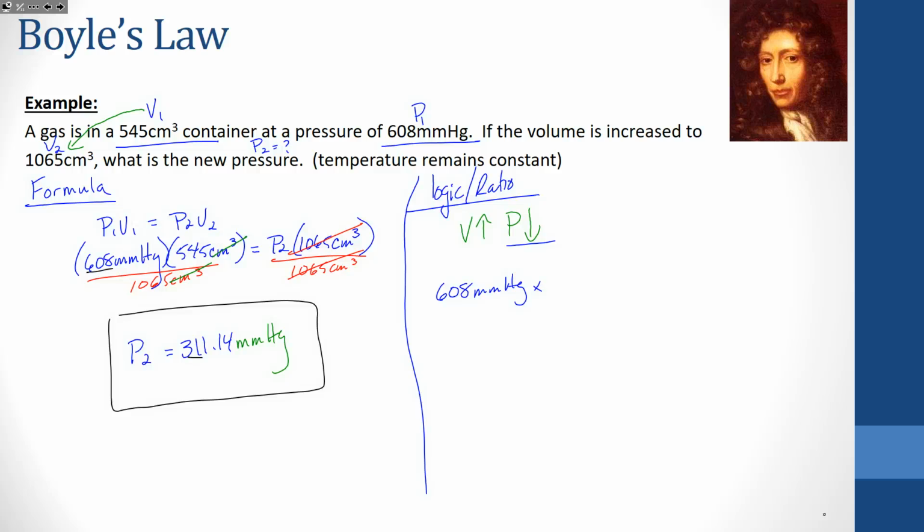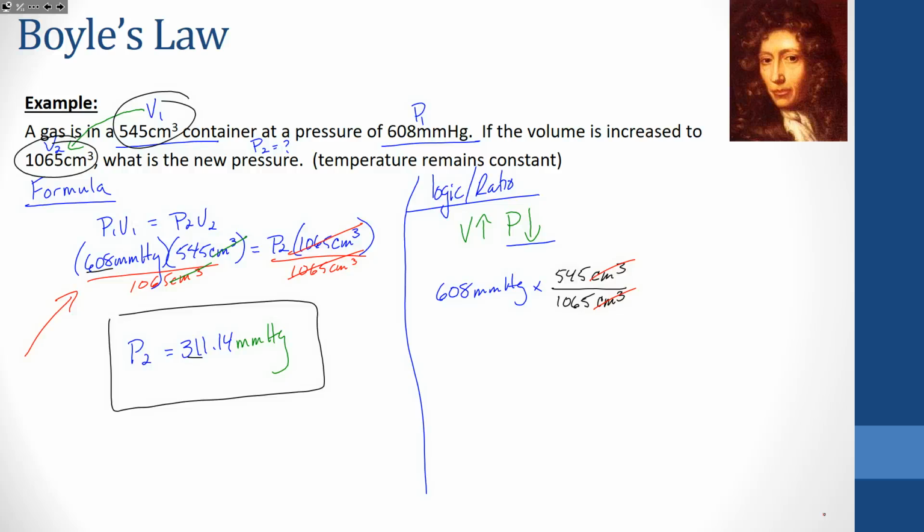So in this one, we're going to set this up to make 608 get smaller. So with these two volumes, I've got to make it get smaller. So I'm going to put the bigger volume on the bottom, so that's 1065, and the smaller number, 545 centimeters cubed on the top. Or sorry, this is not millimeters of mercury, this was centimeters cubed. My mistake. They're both volumes. So what ends up happening, you can see that the centimeters cubed cancel each other out, and we're going to take our 608 times 545 divided by 1065. It's the same math as what we have here.